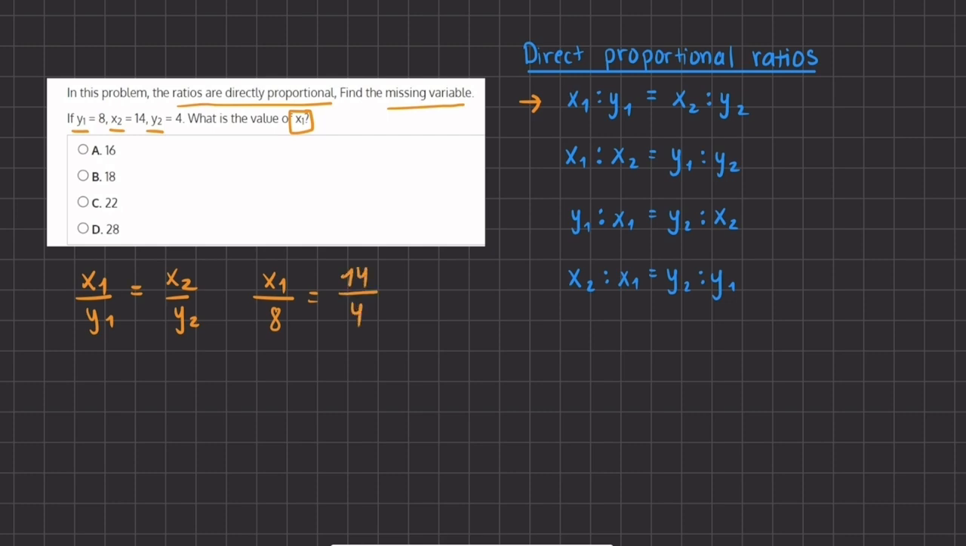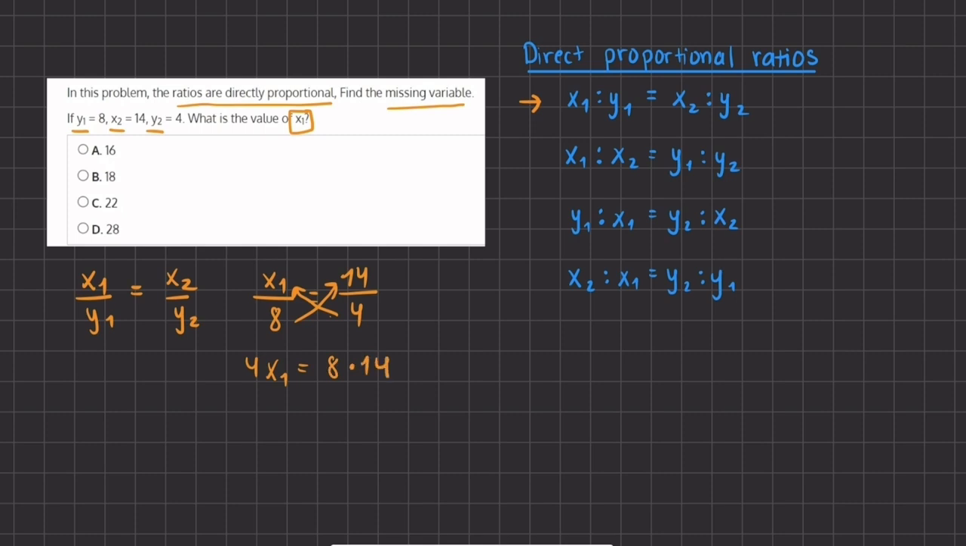is 4. So now again, we can cross multiply because we have two fractions that are set equal to one another. So we are going to multiply the opposite denominator by the opposite numerator. Alright, so we have 4 times x1, which is 4x1, equal to 8 times 14.